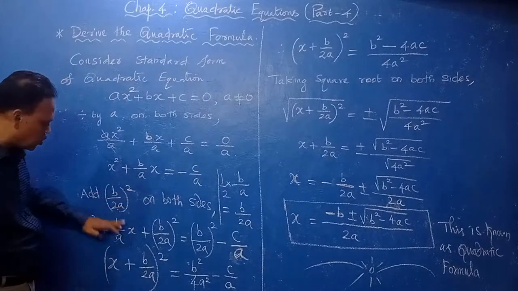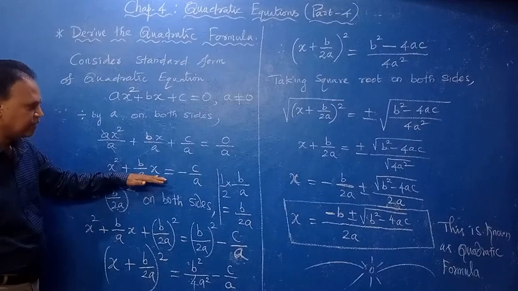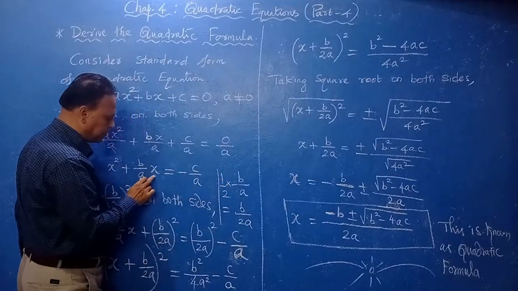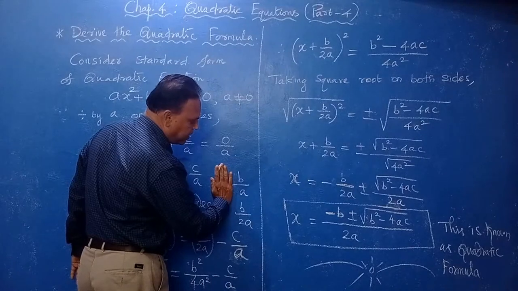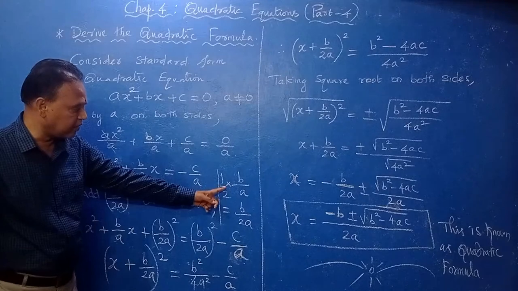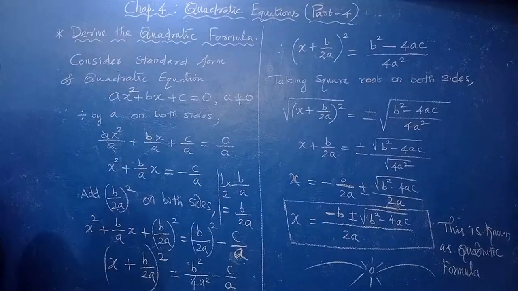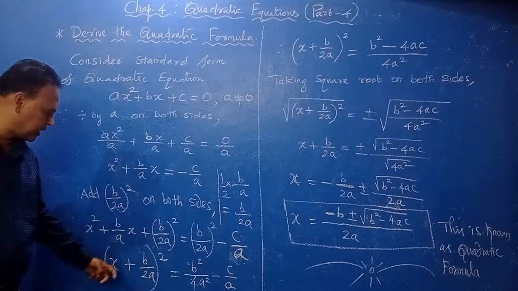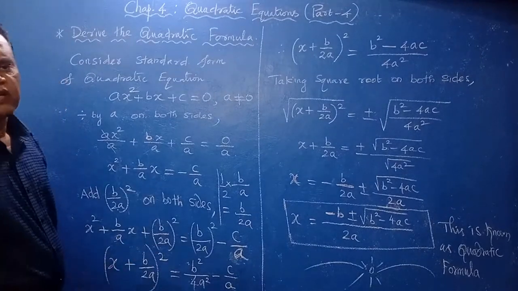This is the very important stuff: how to make the whole square form. Here b square is missing. That's why you take the x coefficient and multiply with 1 by 2, that is b by a by 2. This is a correct way. 1 by 2 multiplied means easily we can write b by 2a. Then you will get it in the form a squared plus 2ab plus b squared. This can be written as a plus b the whole squared.